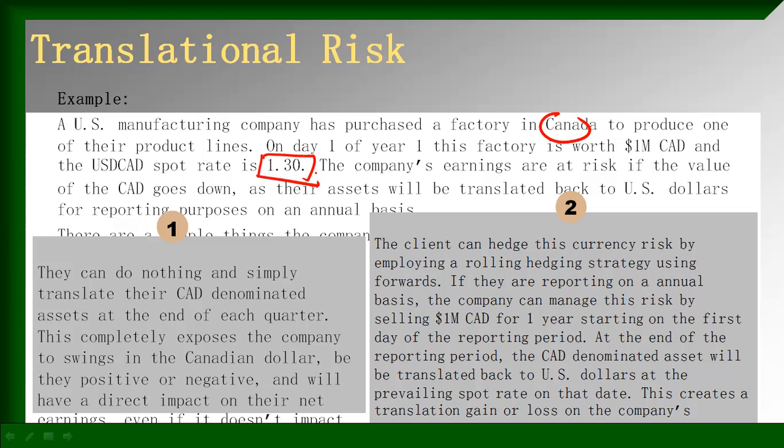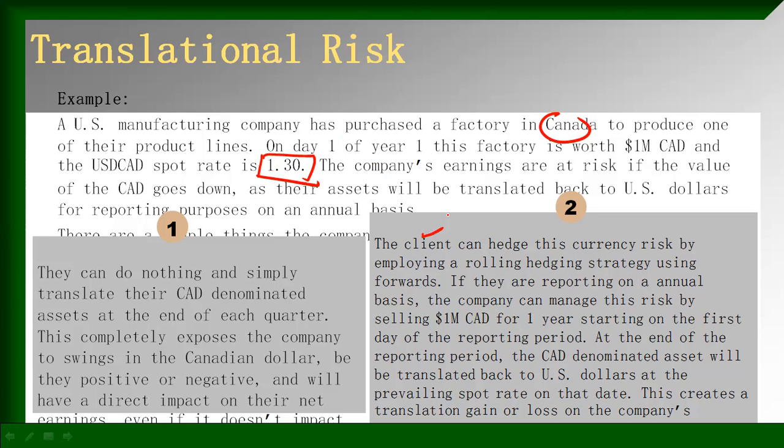So there are two things the company has to understand. First, they can do nothing and simply translate their Canadian dollar denominated assets at the end of each quarter. This completely exposes the company to swings in the Canadian dollar, positive or negative, with a direct impact on their net earnings. If there are any fluctuations in the Canadian dollar, there will be an impact on their earnings. So they have to understand how much the Canadian dollar is appreciating or depreciating in a certain period of time.